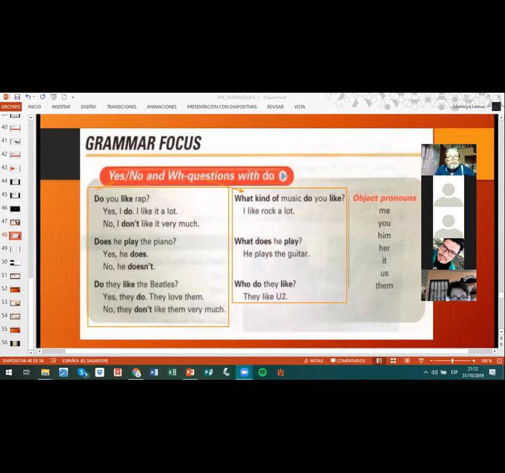So, yes, no questions always start with do or does. Okay? Yes, no questions always begin with do or does. And remember that the verb is always in the base form. Okay, the verb is in present or in base form.